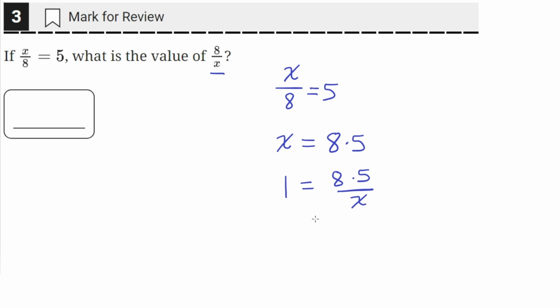So this is looking very similar to 8 over x, but there's this 5 here. So to get rid of this, we'll just divide both sides by 5. This will give us 1/5 equals 8 over x. Because when we divide by 5, 8 times 5 divided by 5 is just equal to 8. And then 1 divided by 5 is just 1/5. So then that means that 8 over x is just equal to 1/5 right here. So our answer is 1/5.